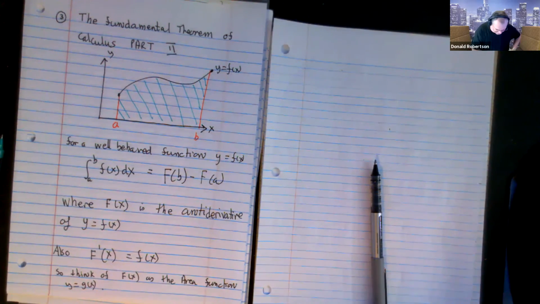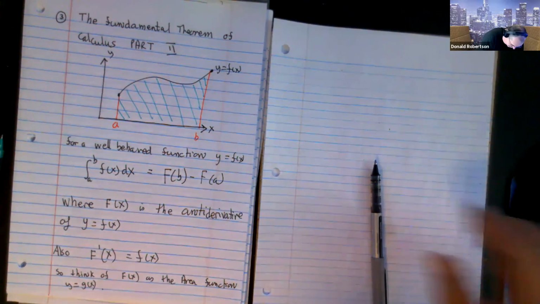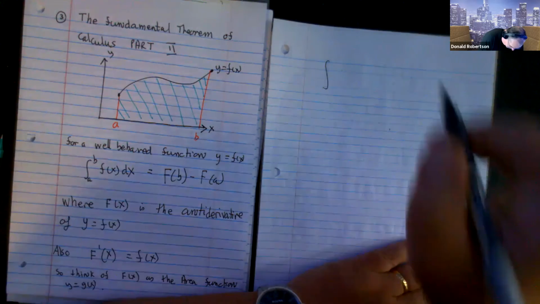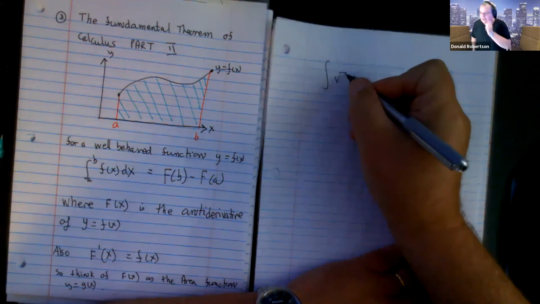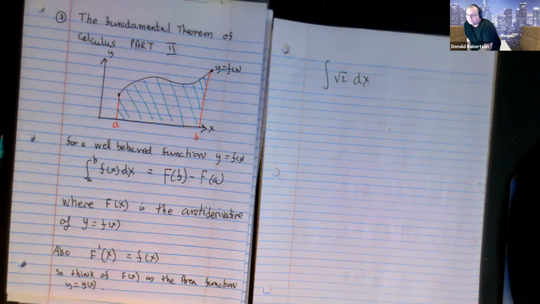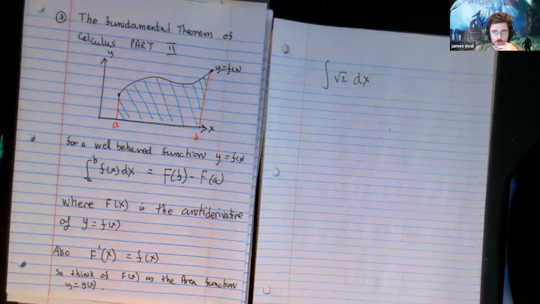Okay, let's try some sneaky ones. Sneaky and deliberate to try and catch you. Antiderivative of that guy. The square root of 2x, correct? Plus C.